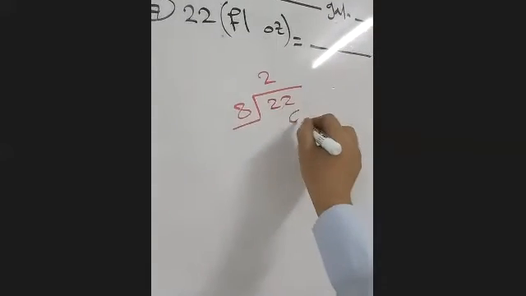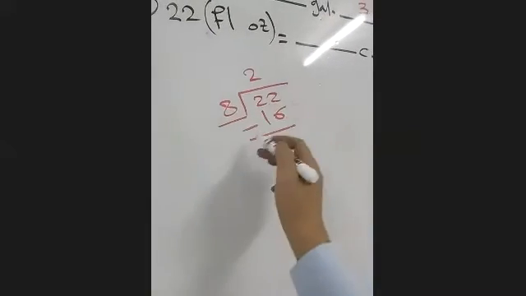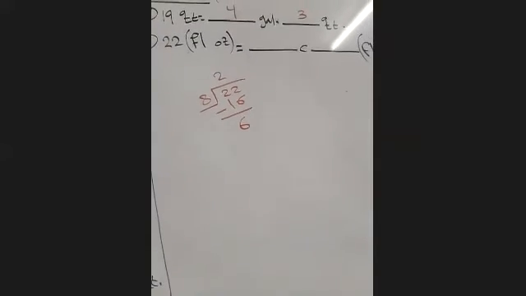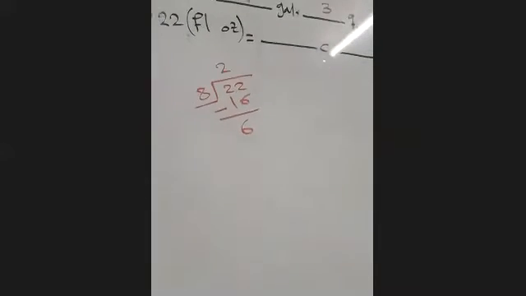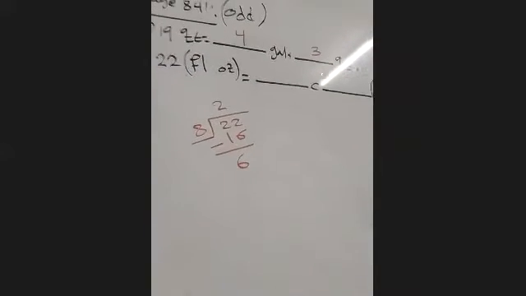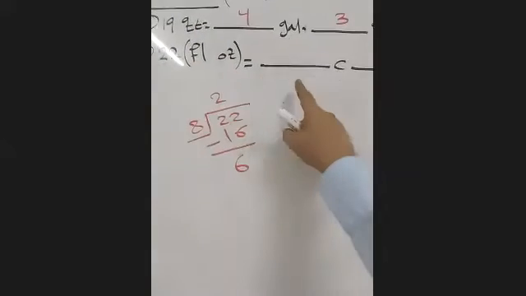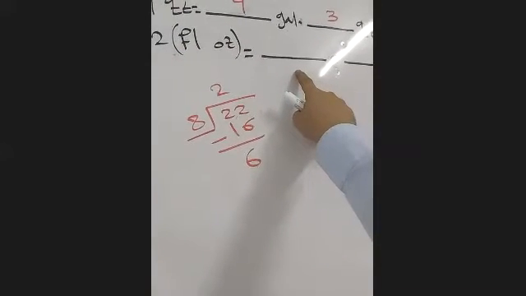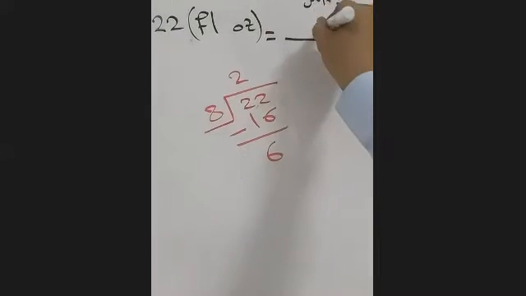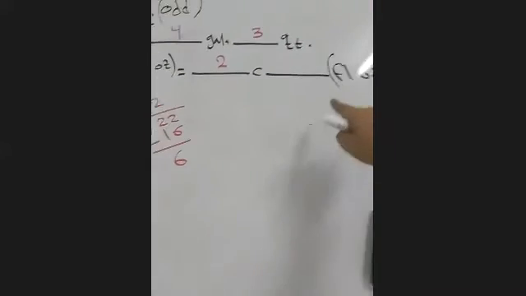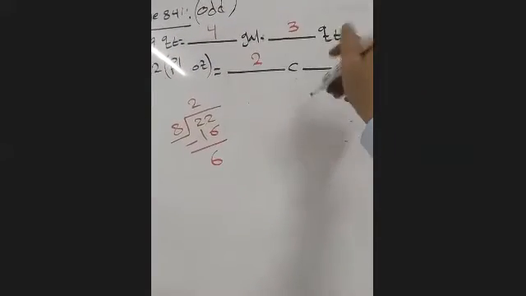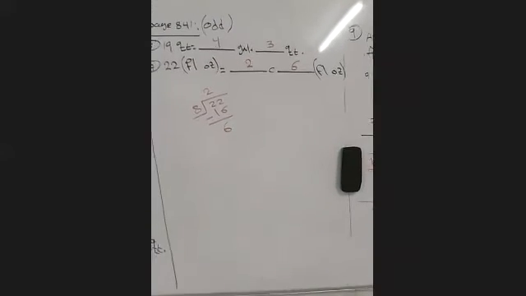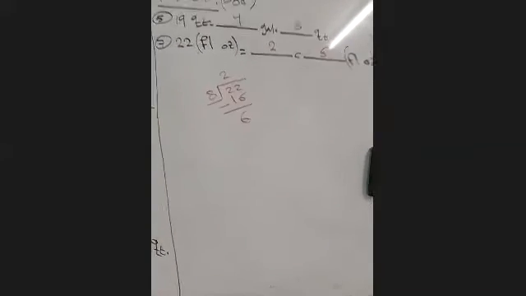It is 2, as you said. 16. 22 minus 16 is how much? 6. So we have remainder 6, right? So how many cups do we have in the 22 fluid ounce? 2 cups. Excellent. And the remainder for fluid ounce is how much? 6. Got it? Yes. Question 9 now.